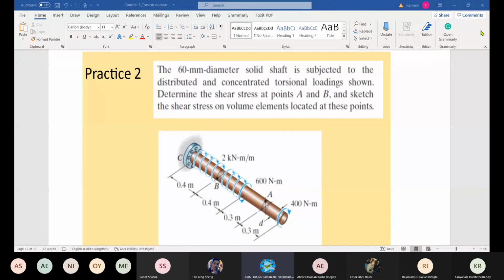All of you switch on your camera. Only one person switched on. Adel Gamal. Okay. Draw the diagram. Write the given data.